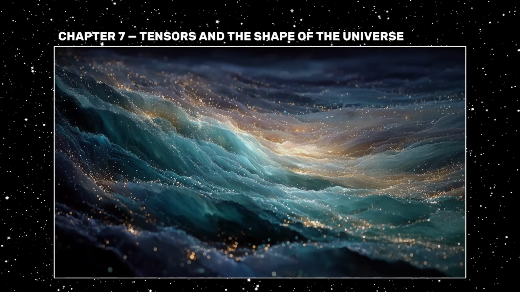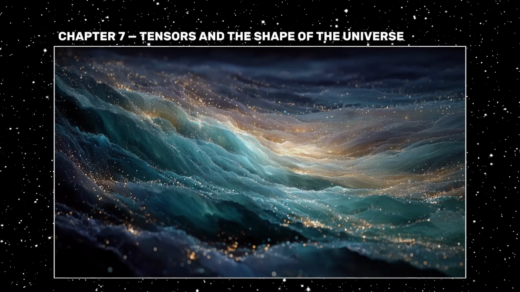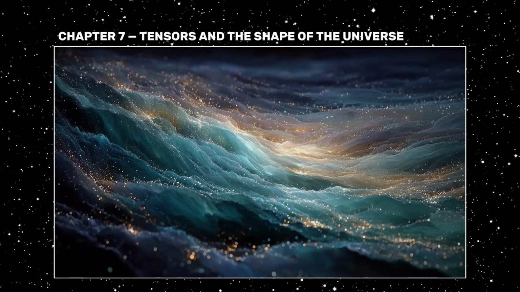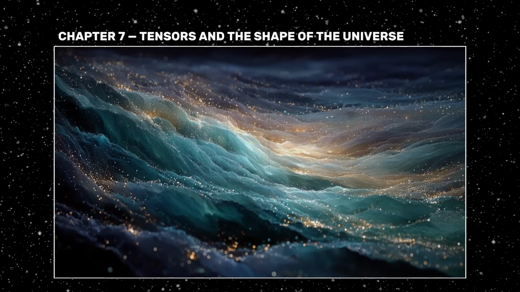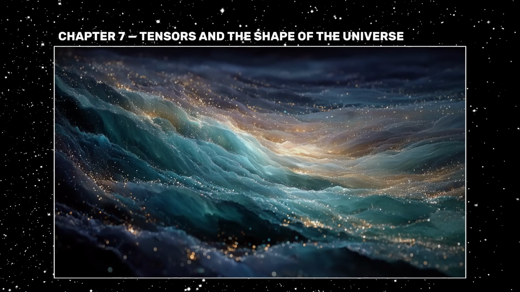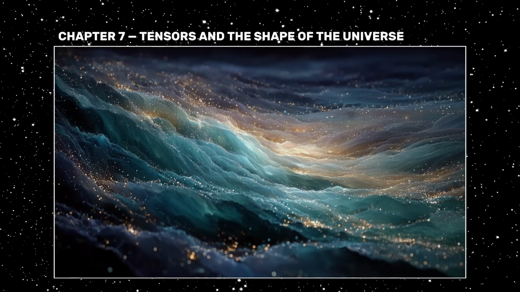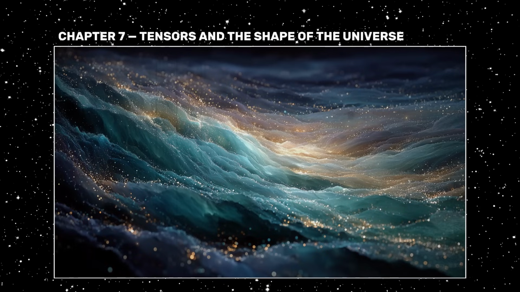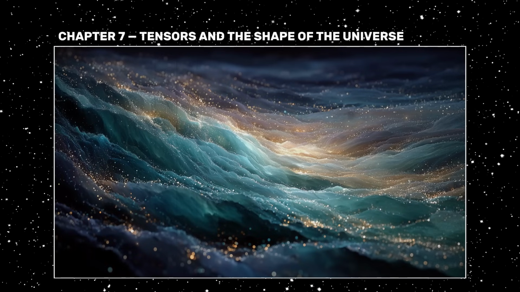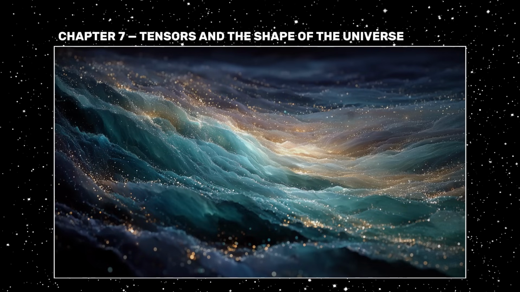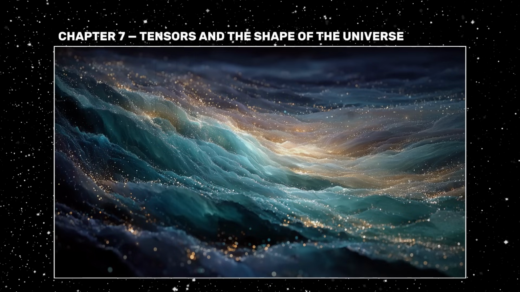A closed universe has positive curvature, like the surface of a sphere. In such a universe, if you travel far enough in one direction, you could in principle return to your starting point. It is finite but unbounded, containing only a limited amount of space. An open universe has negative curvature, like a saddle. Parallel lines diverge, and the geometry is hyperbolic. Such a universe is infinite, expanding forever, with no possibility of looping back to the same location.